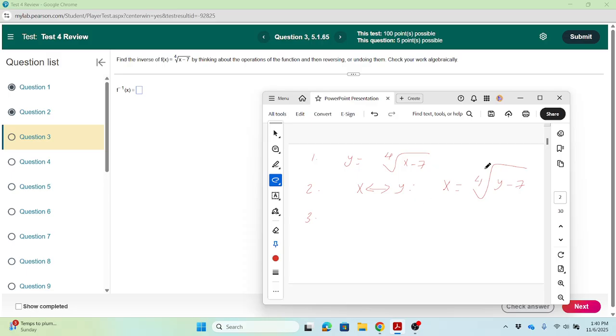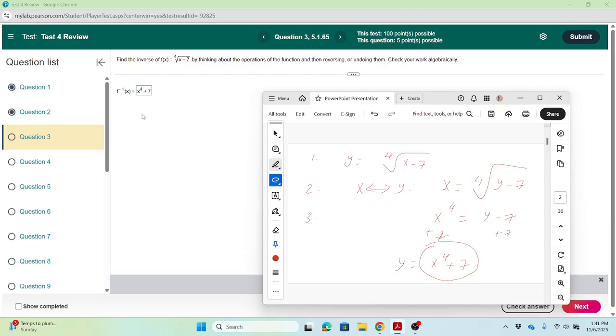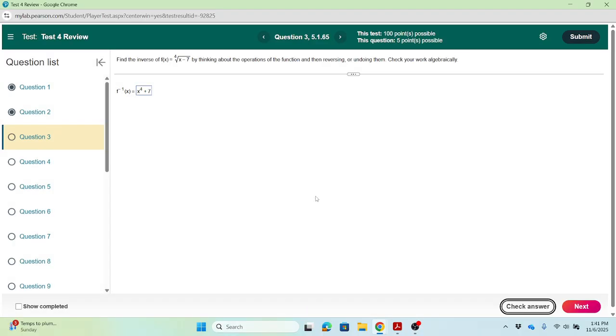For solving for y, we need to get rid of this 4th root. For that, we're going to take 4 power both sides. And that is y minus 7 equal x to the power 4. And if you add 7 here, y equal x to the power 4 plus 7. And this is the inverse function. So this one is x to the power 4 plus 7. Let me see here. Yeah, that's perfect.